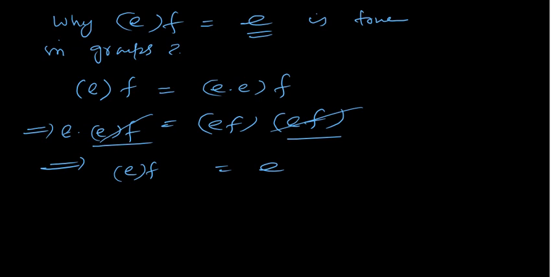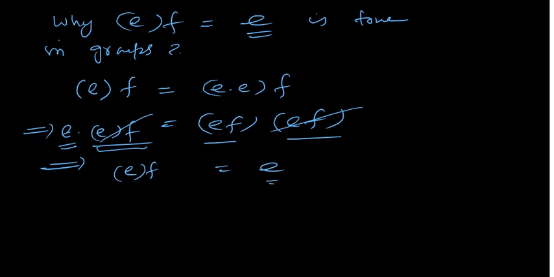As E into EF is the identity, E into EF is equal to EF. So this is EF, it's equal to E into EF, EF. And on this side, since f is a morphism, it's EF. So we can cancel out these two, EF and EF, and we get EF is equal to E.